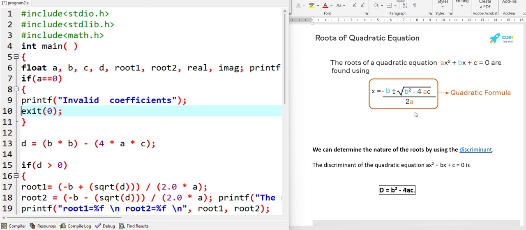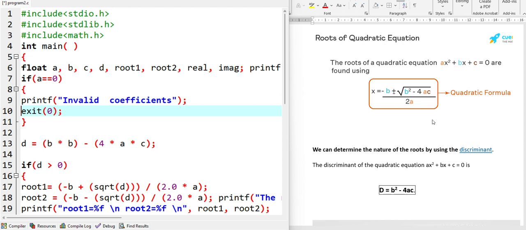In this formula we have two roots: with plus one root and with minus another root. Nothing but r1 = (-b + √(b² - 4ac)) / 2a, and r2 = (-b - √(b² - 4ac)) / 2a. Now using this formula, we have to implement the logic in our C program.